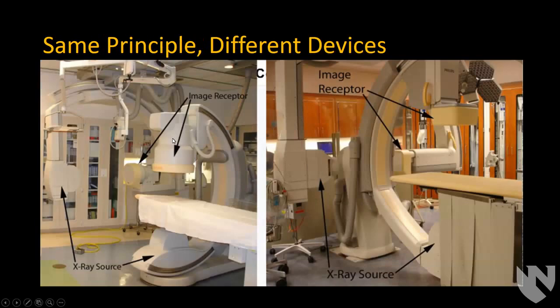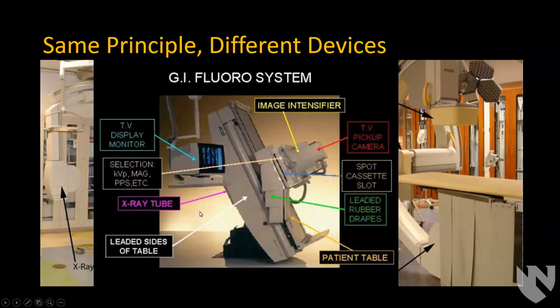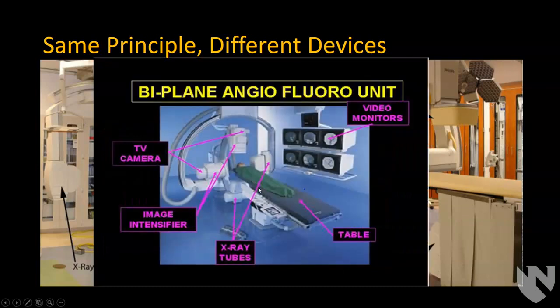So you can have lots of different devices that use fluoroscopic principles. In the IR suite, you can have C-arms that rotate around a table. You can have, like we do in GI fluoroscopy, the X-ray tube hidden under the table, and then you have your image intensifier. But still the same concept. Again, this is in a neuroangiography suite.